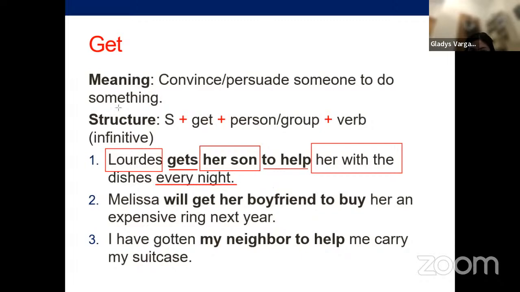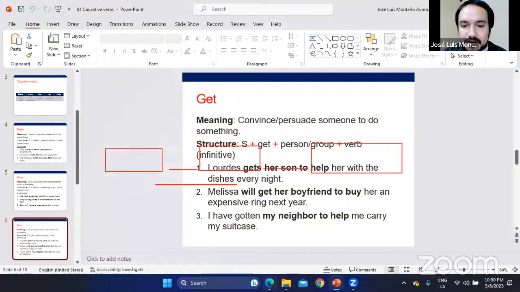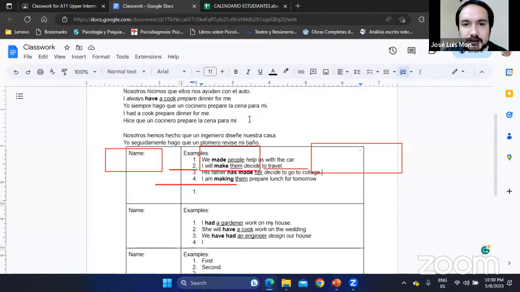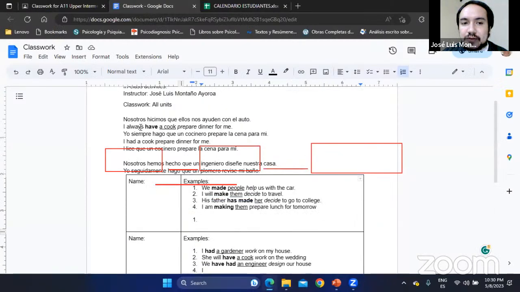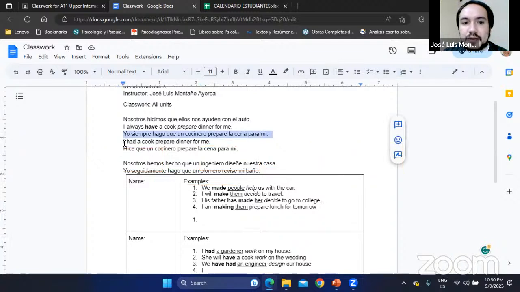All right, let's take a look at those elements. In this case, it's similar to what we did. So let me show you one more time. It's here, it's open. Remember, these are the examples, right? I always have a cook prepare dinner for me. That's the meaning. Then I had a cook prepare dinner for me. This is the meaning.